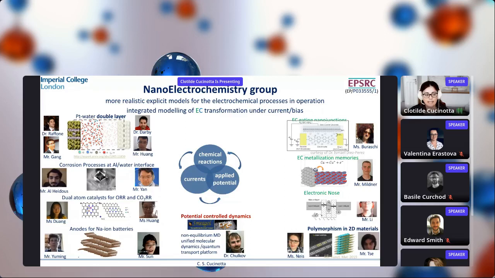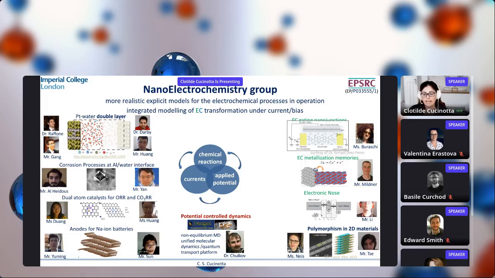In the nanoelectrochemistry group, we develop, on one hand, integrated methodological tools for modeling electrical and chemical aspects of electrochemical phenomena in combination, and apply these tools to model fundamental electrochemical reactions at interfaces. Our approach is to develop more realistic and explicit models for electrochemical processes in operation. We also apply these tools to understand fundamental processes induced by the presence of a potential or a current, which determines some atomic dynamics.